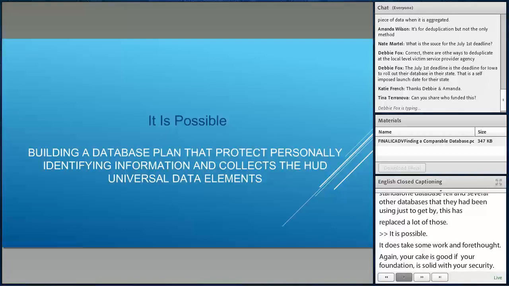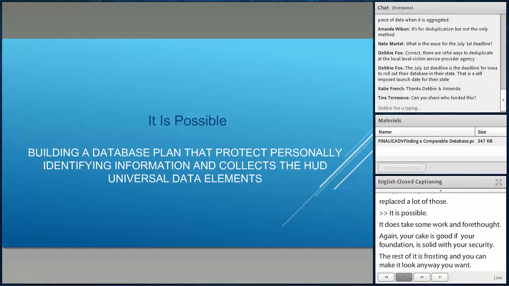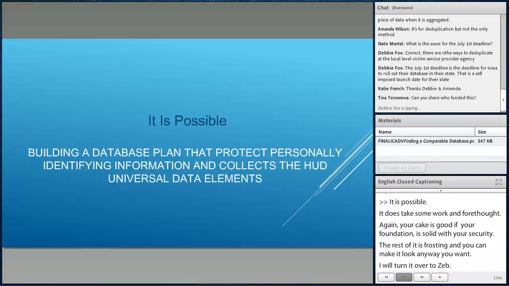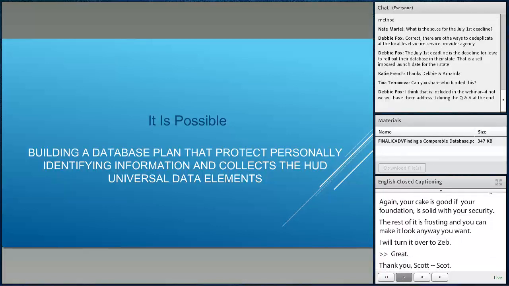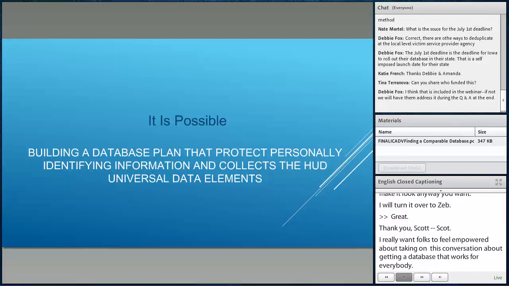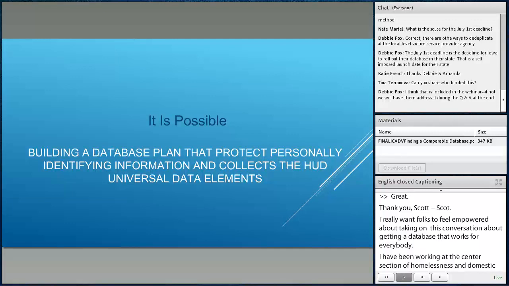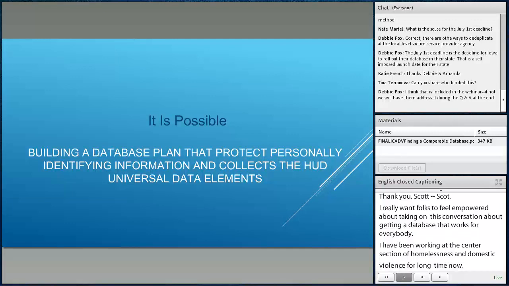Great. Thanks, Scott. I really want folks to feel empowered about taking on this conversation about getting a database that works for everyone. I've been working at this intersection of homelessness and domestic violence for a long time now, and trying to mesh together two systems that are not used to being meshed together is a challenge, but it is a worthy challenge, and the outcome is a worthy outcome, and it is possible.